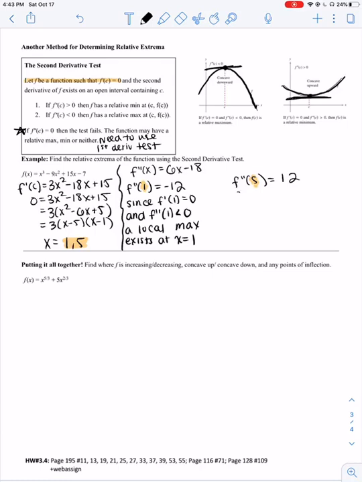And then similarly here, since f prime of 5 equals 0 and f double prime of 5 is greater than 0, so here we're concave up, and we have a horizontal tangent happening at that value 5. This is a local min.